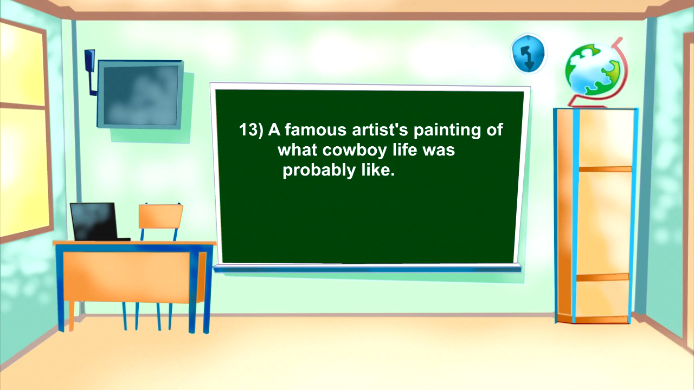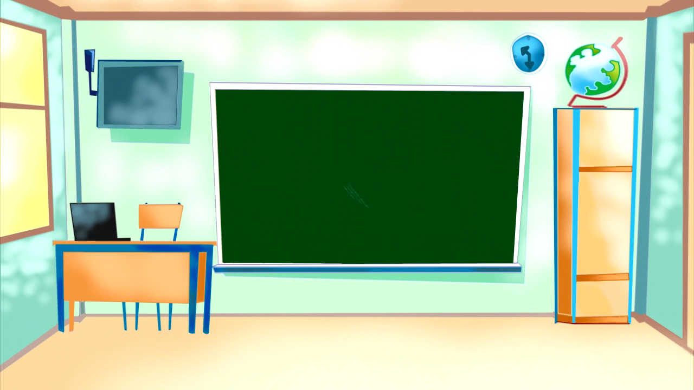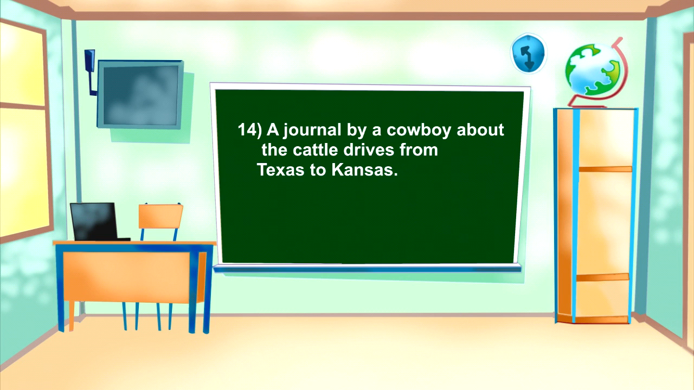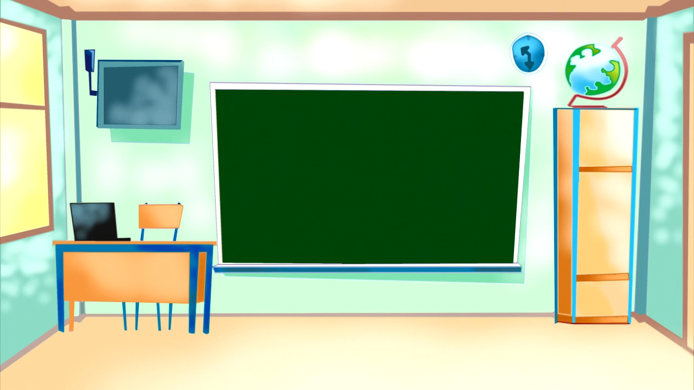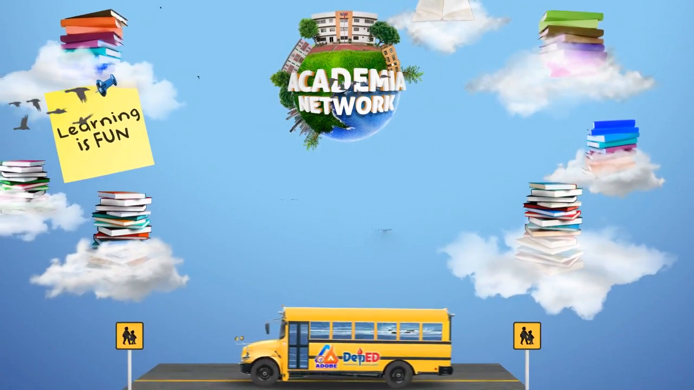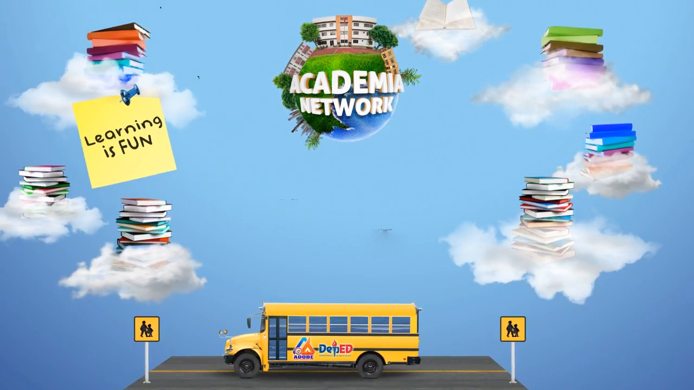Number 13, a famous artist's painting of what cowboy life was probably like. Number 14, a journal by a cowboy about the cattle drives from Texas to Kansas. And number 15, the Philippine Constitution. Are you done, learners? Very good. Now let's check your answers.